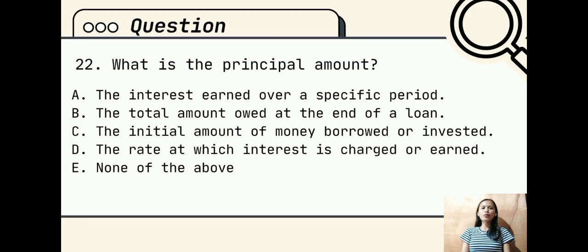Number 22. What is the principal amount? A. The interest earned over a specific period. B. The total amount owed at the end of a loan. C. The initial amount of money borrowed or invested. D. The rate at which interest is charged or earned. E. None of the above.